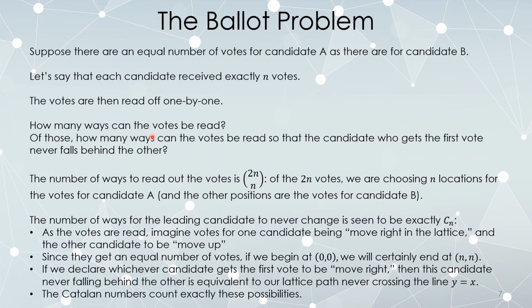One interesting thing to point out is that this binomial coefficient tells me all of the possible ways to read out the votes. The Catalan number was 1 over n plus 1 times this. So of all the possible ways, 1 over n plus 1 of them has the property that the starting candidate never falls behind. As n gets larger, 1 over n plus 1 gets smaller. So as n gets larger and larger, it becomes more and more likely that who is ahead will change as you count votes. This is, of course, assuming that the two candidates got an exactly equal number of votes to begin with.